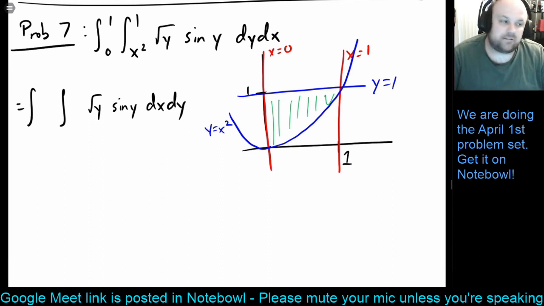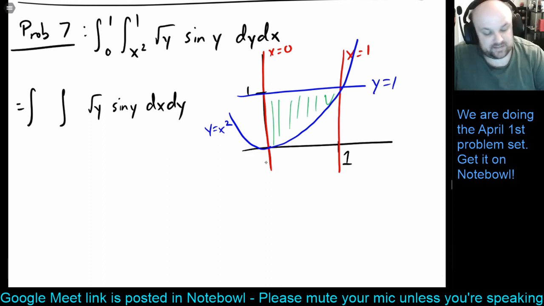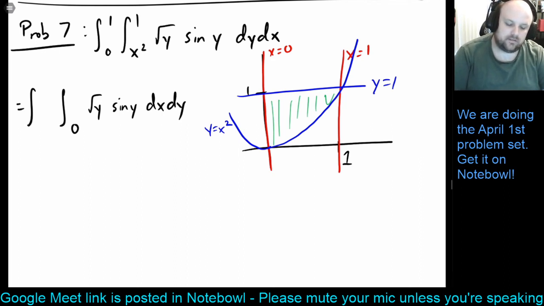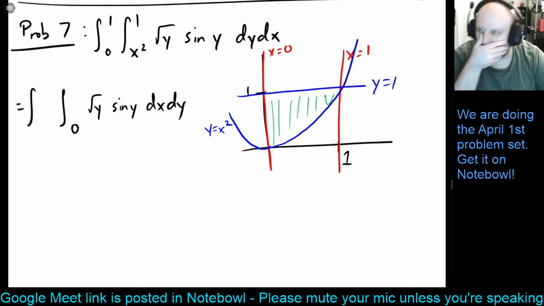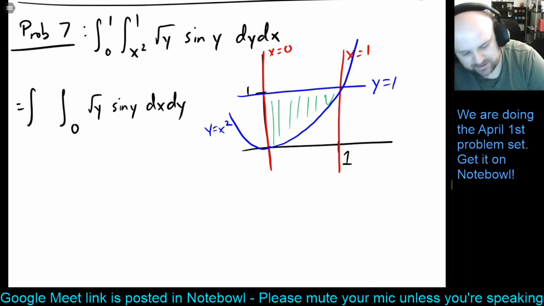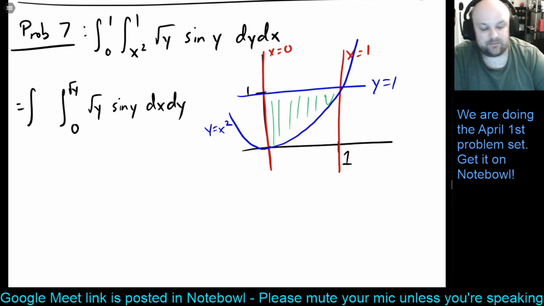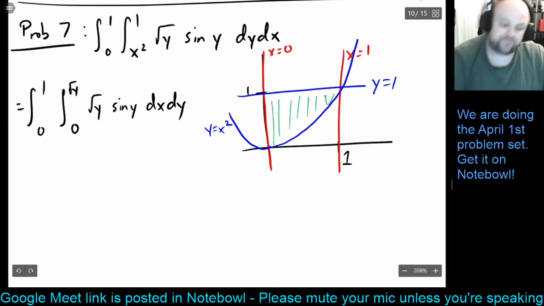Right, for x, again, we're going to look from left to right. The left edge is x equals 0. What is the right edge of this shape? What x equal on the right edge here? Square root of y. Yep, square root of y. And then for y, again, we're just going to look at what's the smallest value and what's the largest value. So 0 to 1. Okay.